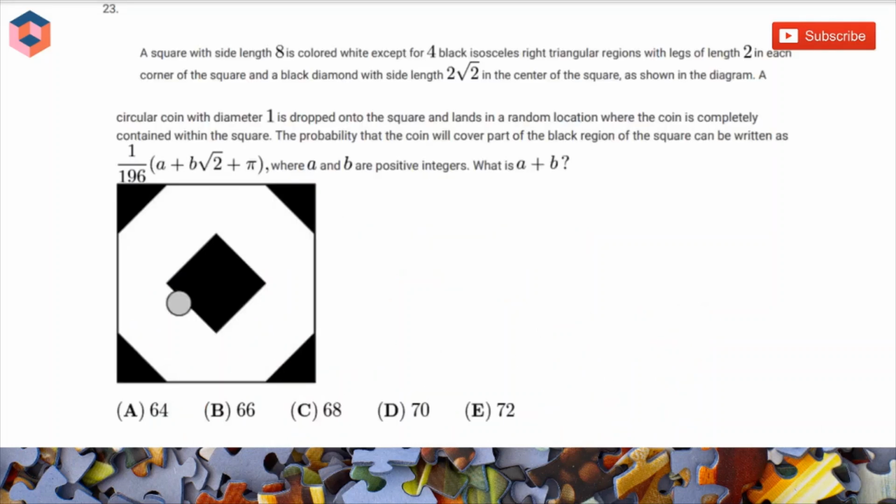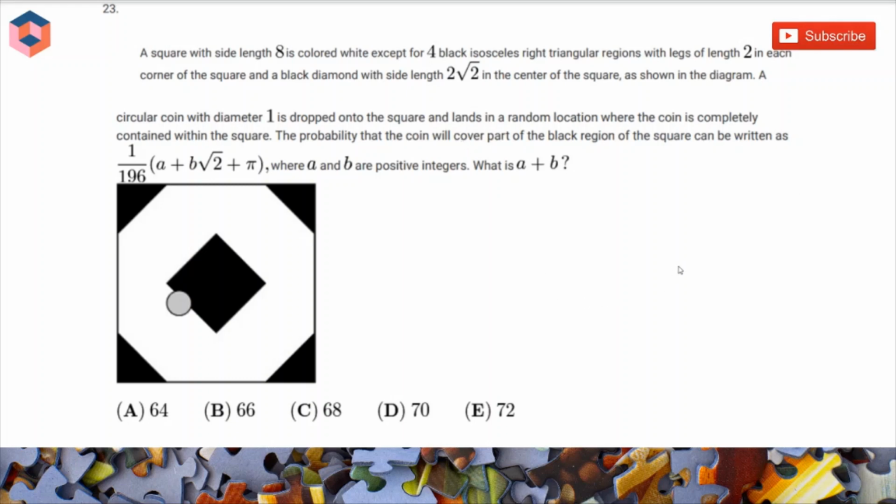A square with side length 8 is colored white except for 4 black isosceles right triangles with legs of length 2 in each corner of the square, and a black diamond with side length 2 square root 2 in the center of the square, as shown in the diagram below. A circular coin with diameter 1 is dropped into the square and lands in a random location where the coin is completely contained within the square. The probability that the coin will cover part of the black region of the square can be written as 1 over 196 times a plus b root 2 plus pi, where a and b are positive integers.